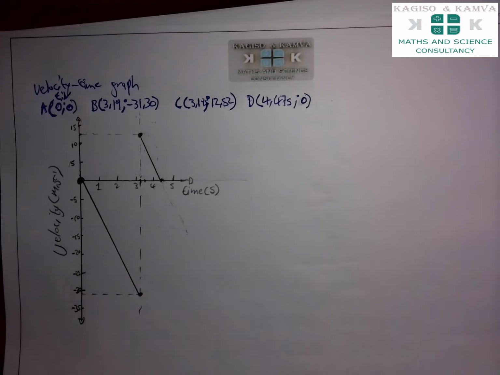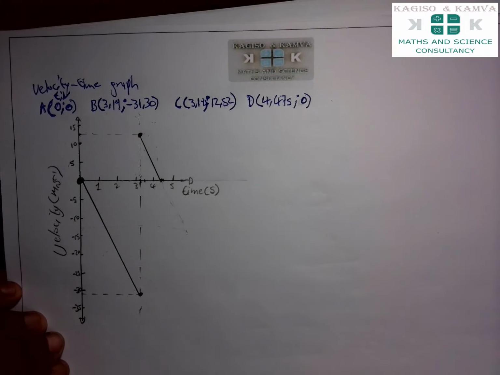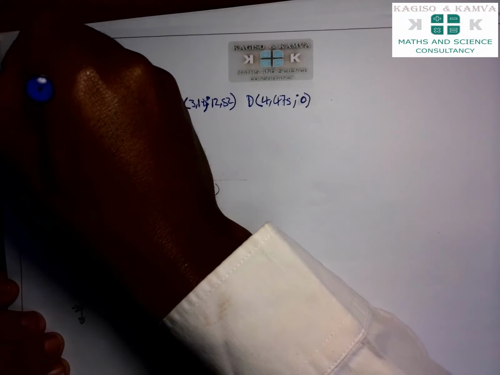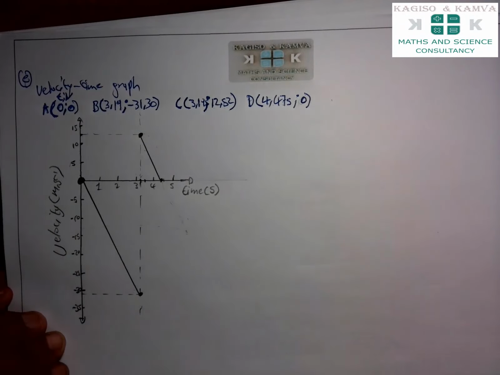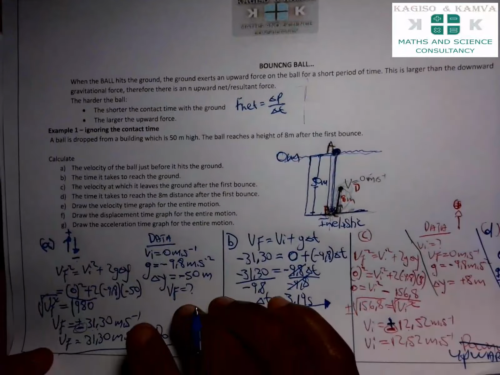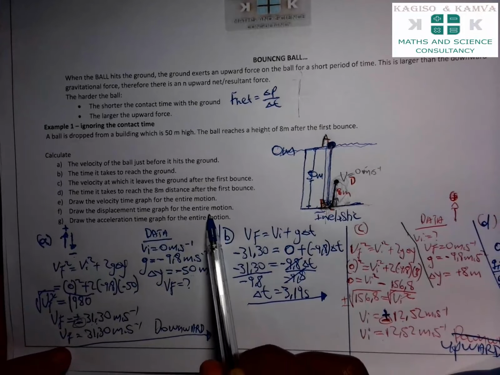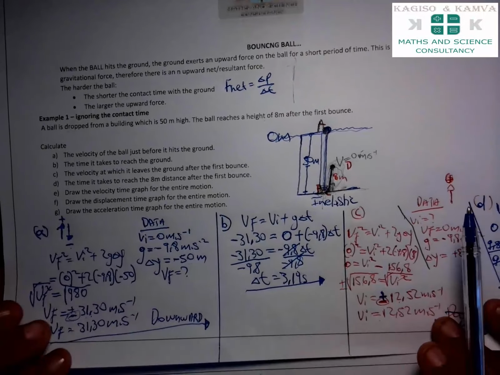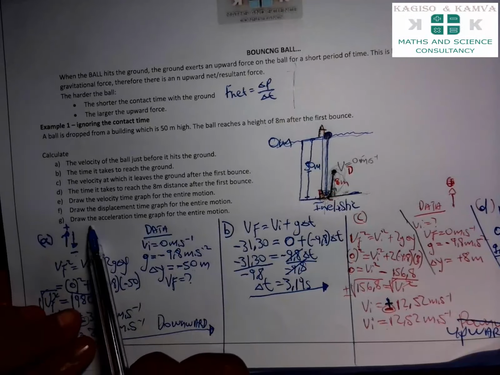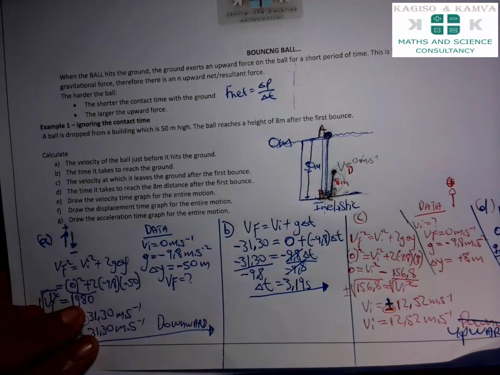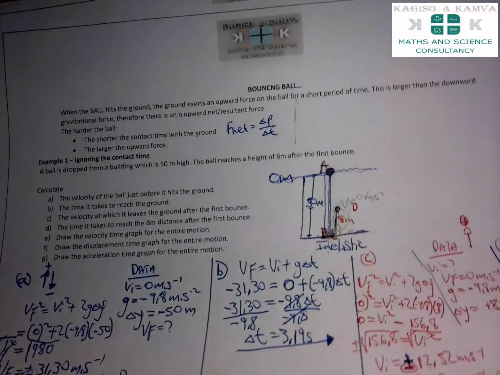Okay, so that was E. We also have F. Draw the displacement time graph for the entire motion. Draw the acceleration time graph for the entire motion as well.